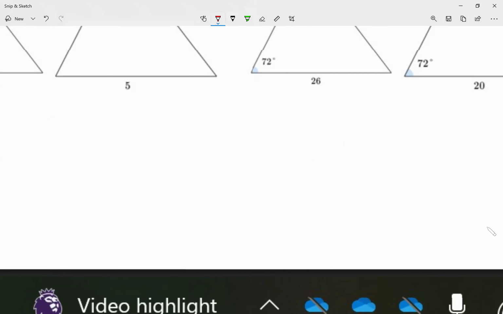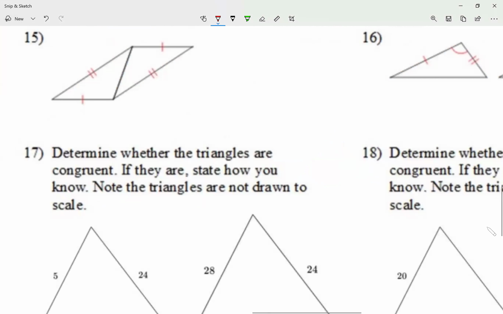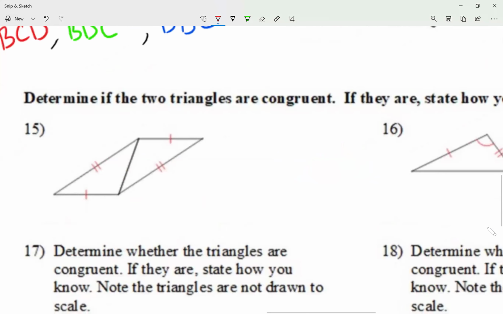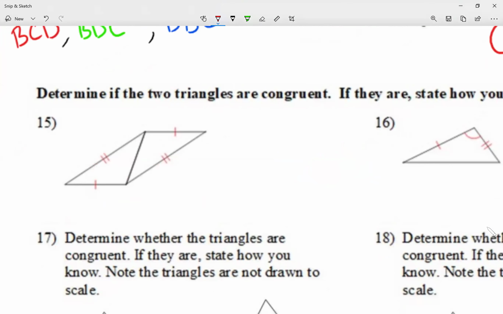Let me come up here, looking at question number 15 from our notes. Determine if the two triangles are congruent. If they are, state how you know. Again, the only rules that work for today are side, side, side, or side, angle, side. But wait a minute, I see a side here. This side is shared by both triangles. So that side is given indirectly. I'm going to mark it like this.